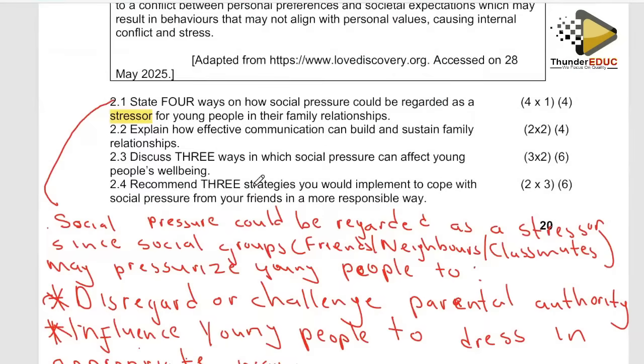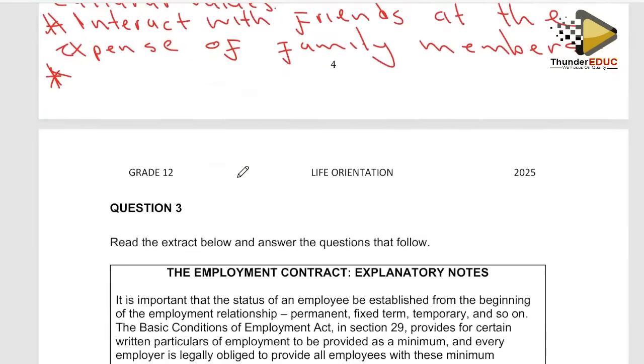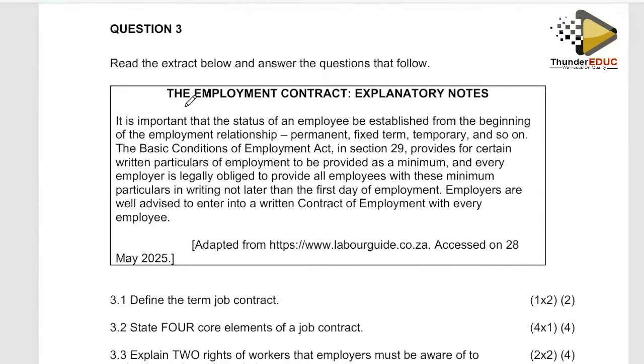Now, this brings us to the end of question 2. We need to move to question 3. So question 3 requires us to read the extract which is provided. Then we answer the questions that follow. So it talks about the employment contract explanatory notes.